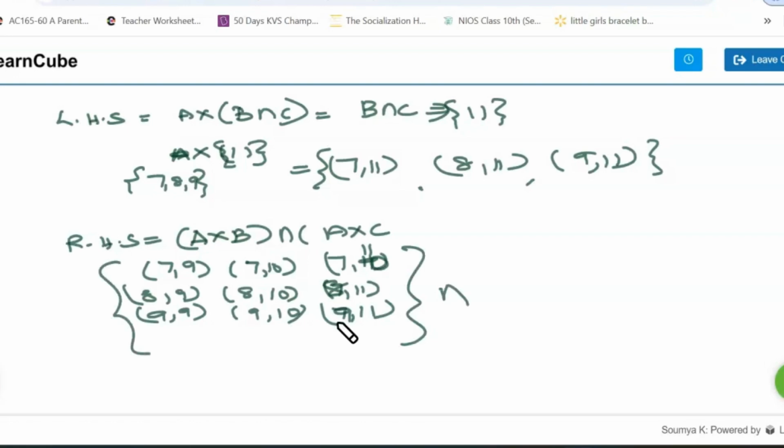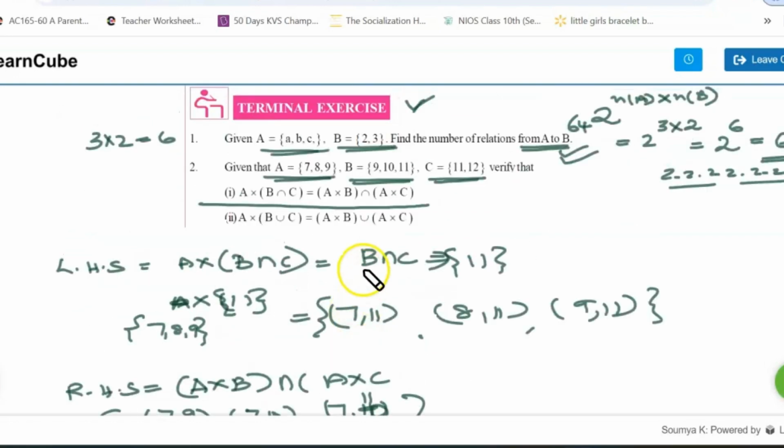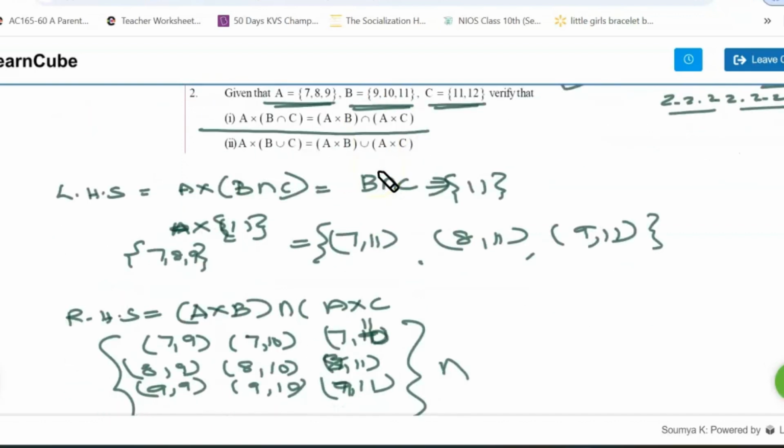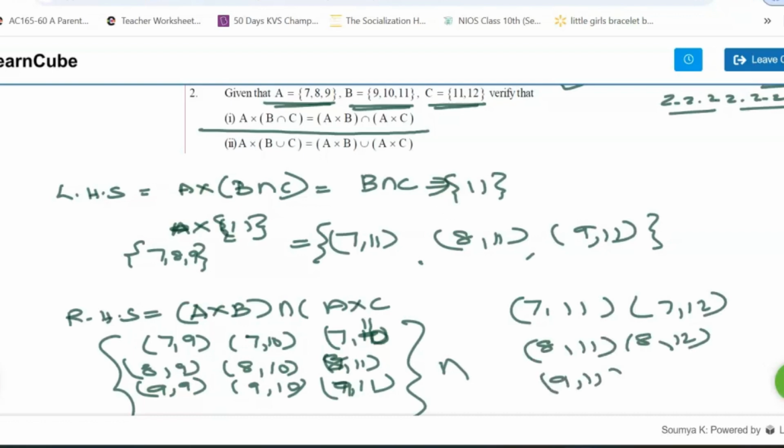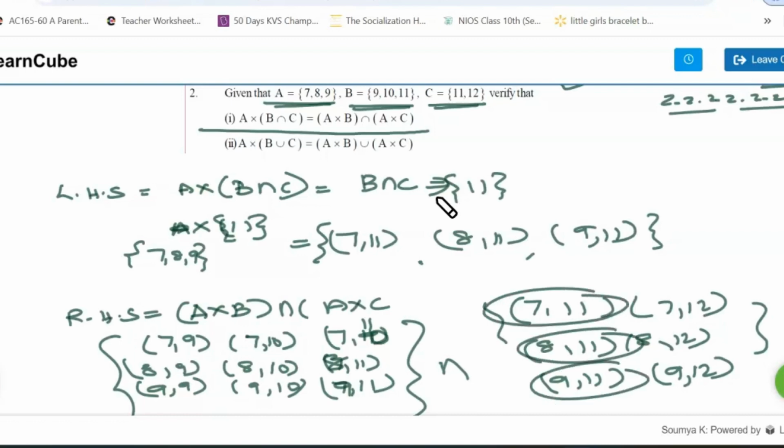Let's find intersection with A cross C. And what is A cross C? Let's see, A cross C is 11 and 12. So here 7, 11, 7, 12, 8, 11, 8, 12, 9, 11 and 9, 12. If you see, you have only common thing in both the sets as 7, 11, 8, 11, 9, 11. You have to find intersection, so common things. So only these three are there.